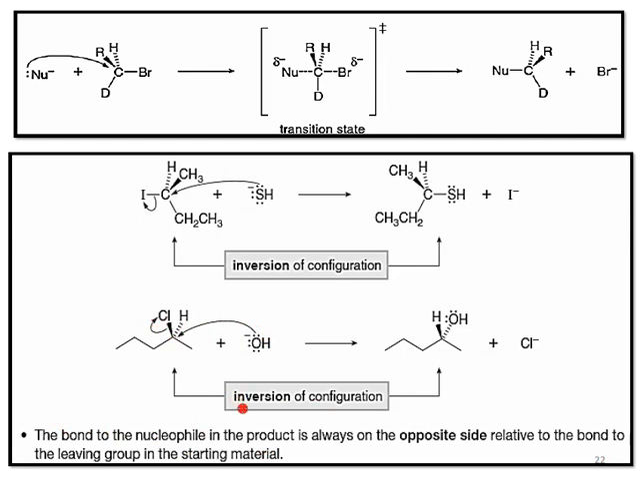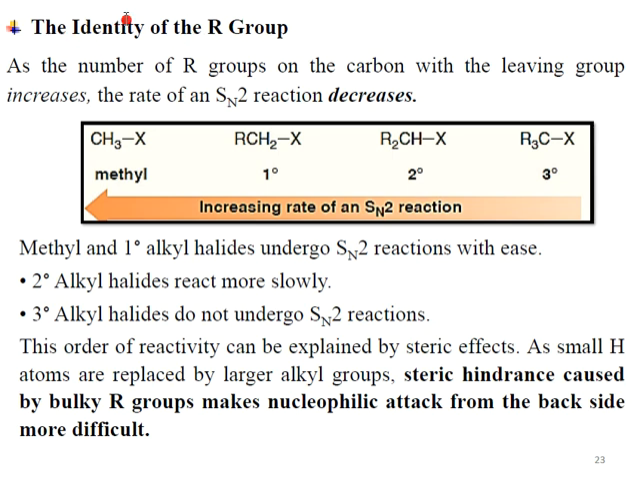Okay, this is the meaning of the inversion of the configuration on the opposite side. Can the identity of the R group, meaning the alkyl group on the carbon with the leaving group, affect the SN2 reaction or not? As the number of R groups, the alkyl groups on the carbon with the leaving group, increases, look: this carbon has 3 alkyl groups.